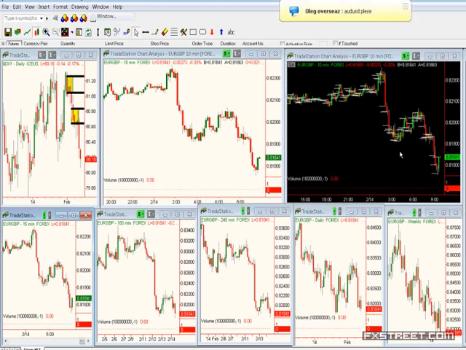We can look at another market if you want to take a look at another one. Want to look at the Aussie? Sure. No problem. Let's go to the spot.